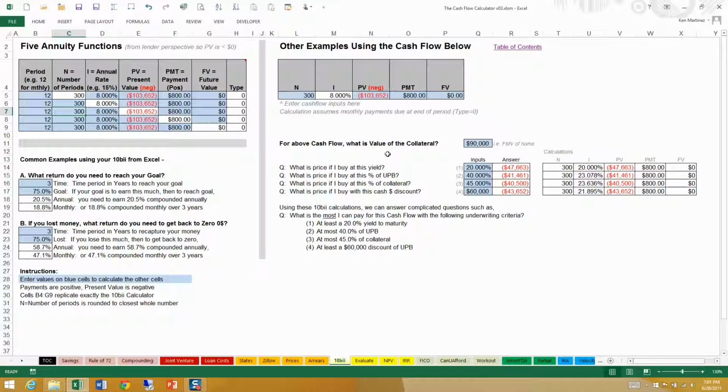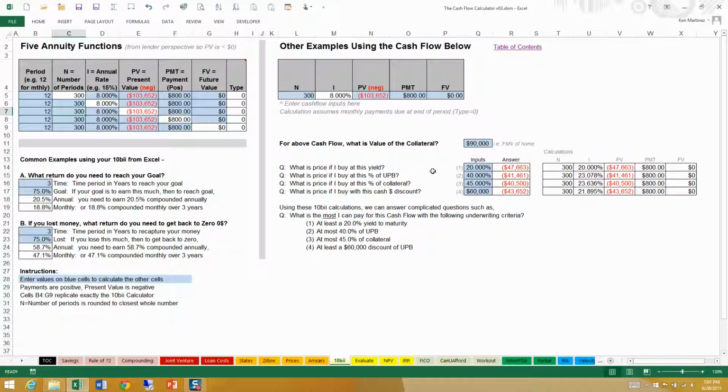So now you can start to answer some of these underwriting questions on what should you pay for that note. Like a question is, what is the price if you want to get instead of 8%, which is what it's showing here, 20%? And here's your answer. Or what about if you want to buy at a specific percent of the unpaid balance, or the collateral, or you just want a cash dollar discount?